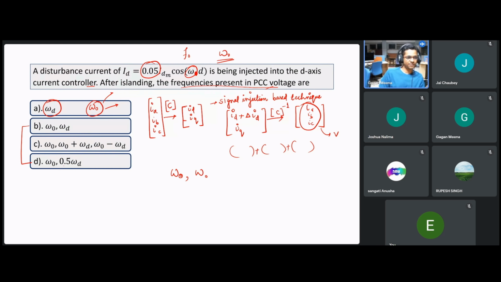So what do you think? B, C or D? Apart from the fundamental, there are two more components. One is omega naught plus omega d, and one is omega naught minus omega d. So if we use this transformation matrix, we will find these components in the current as well as the voltage.